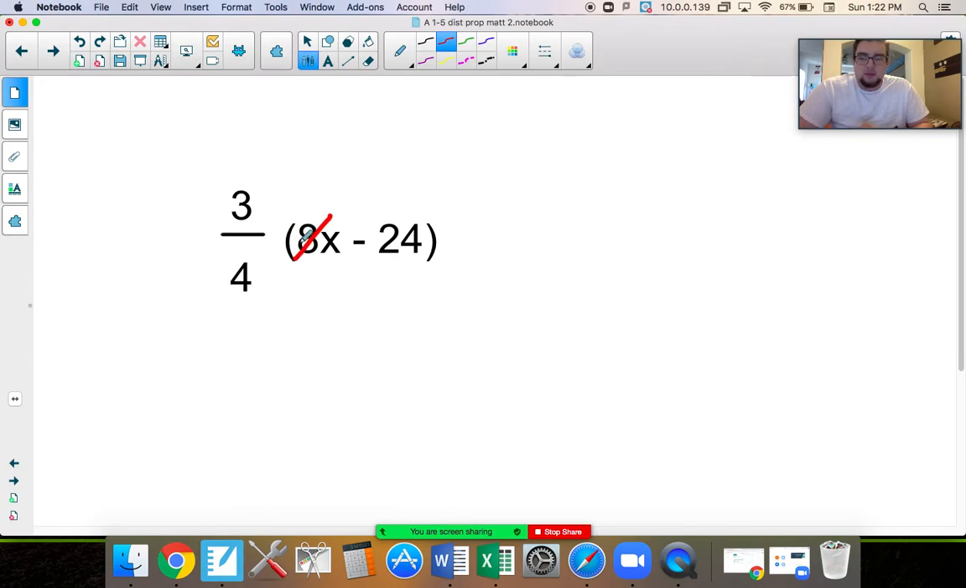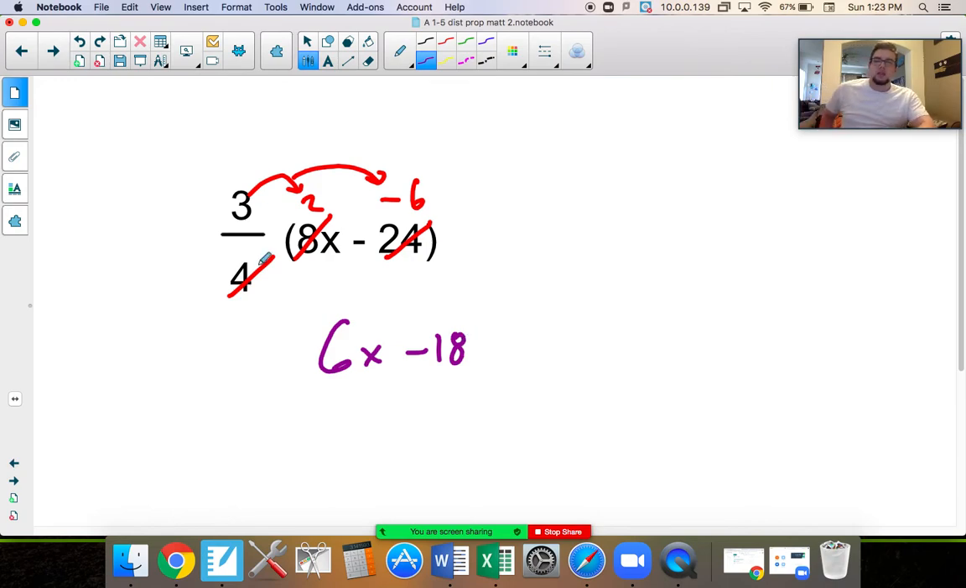eight divided by 4 is 2. 24 divided by 4 is 6, and in this case it's the negative. Multiplying these two numbers is a lot nicer than trying to divide those large ones. So 3 times the 2 gives us 6x. 3 times the negative 6 gives us negative 18. So we multiply the top number and we divide by the bottom number.